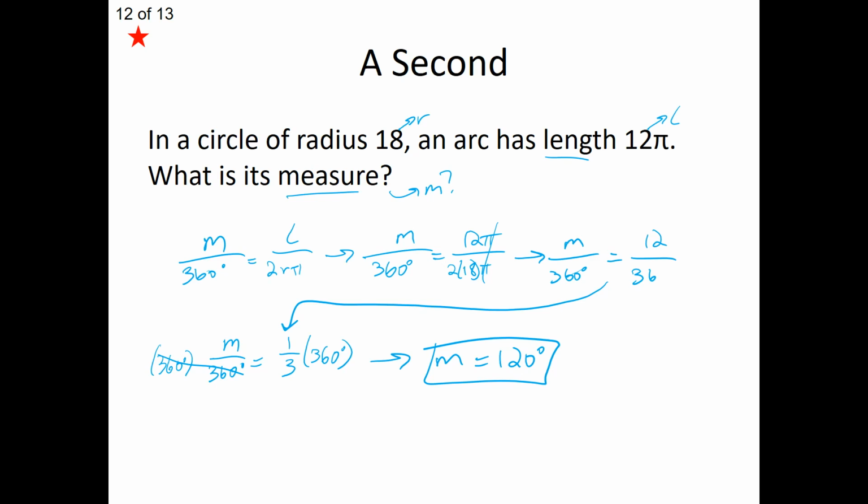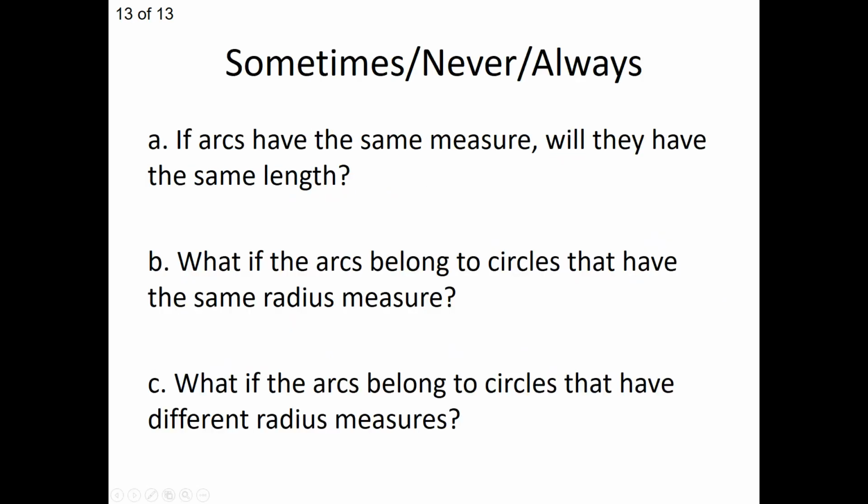In those two situations, you can then find the missing third piece of our puzzle here, which is either going to be the arc measure or the arc length. To conclude our lesson today, let's take a look at some statements that involve sometimes, never, or always truth to them. So part A is going to spill over into part B and part C. You'll see why in just a moment.